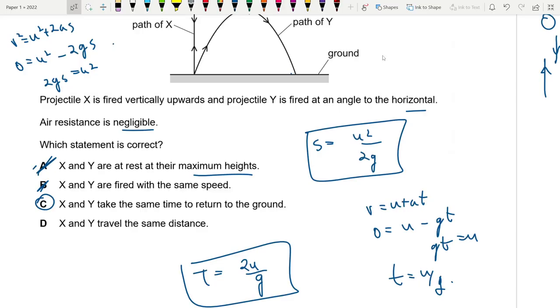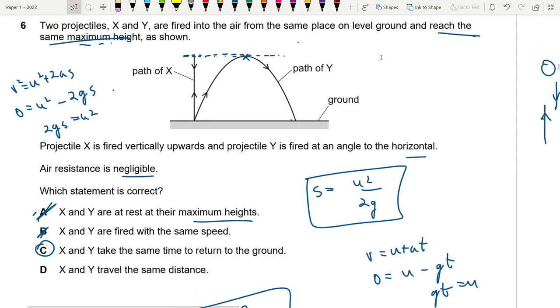So X and Y are at rest at their maximum heights. This is wrong because Y still has a horizontal component over here. X and Y are fired with the same speed. Wrong.